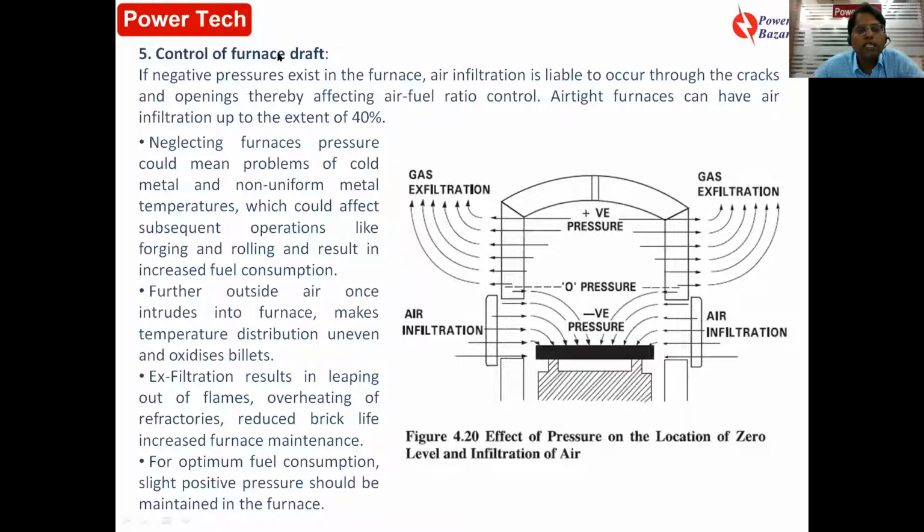Then control of furnace draft. Furnace draft is basically an important parameter as far as furnace efficiency is concerned. What will happen? Let us say, what is the pressure inside the furnace. What is required? The dry flue gas should go out through the chimney to the atmosphere. Therefore, there should be some ID fan, and some combustion air is required. So there should be some FD fan so that complete combustion occurs.